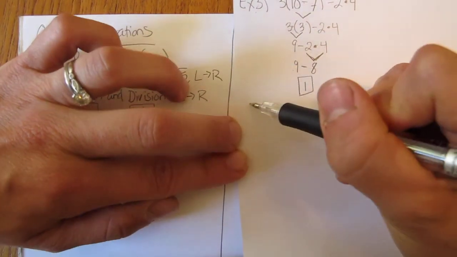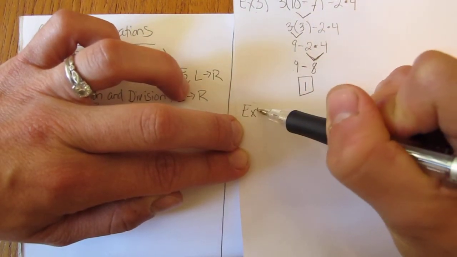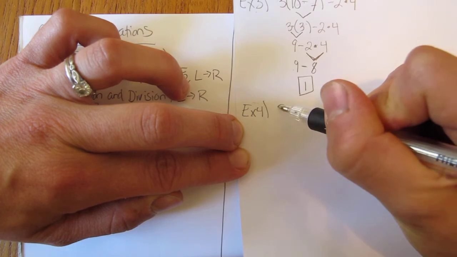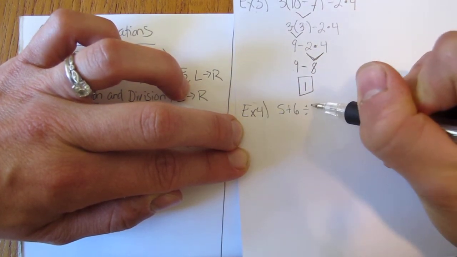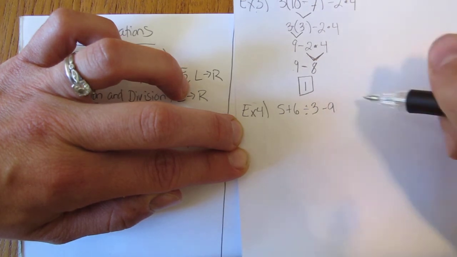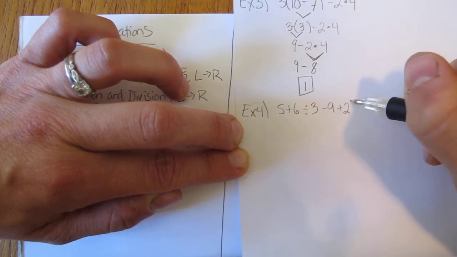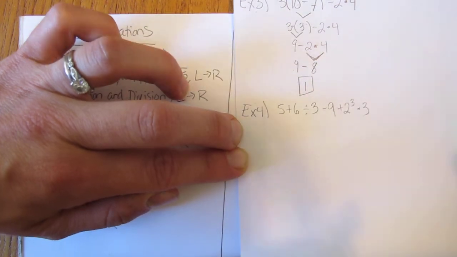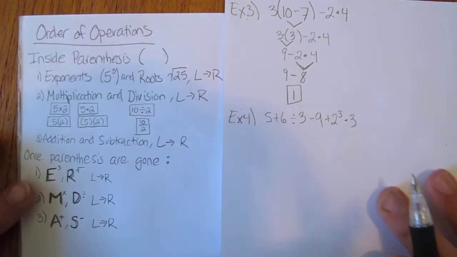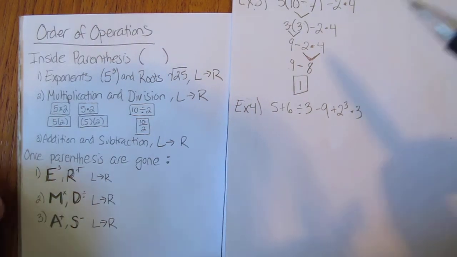Our last problem is example 4. 5 plus 6 divided by 3 minus 9 plus 2 to the third power times 3. Don't get intimidated by all these numbers. As long as we follow the order of operations, we'll be just fine.